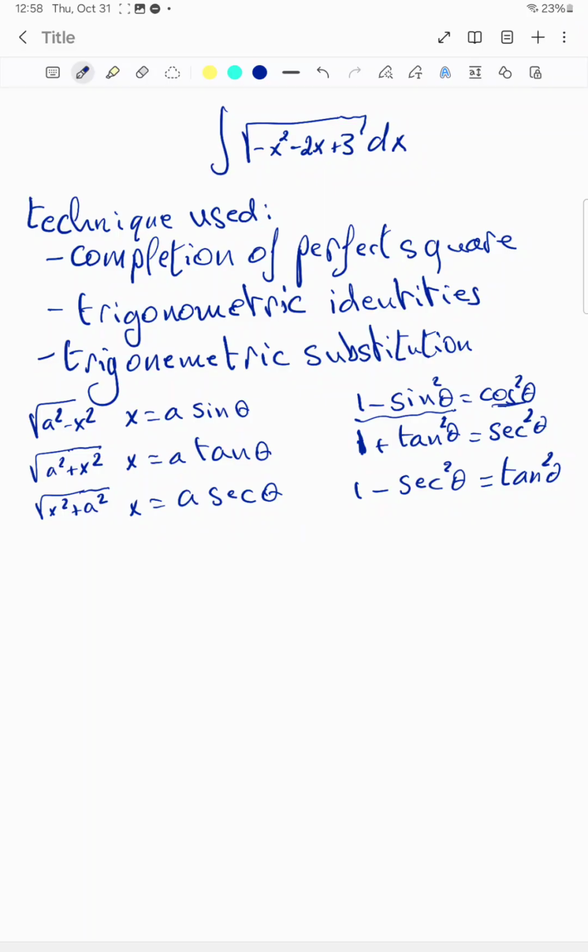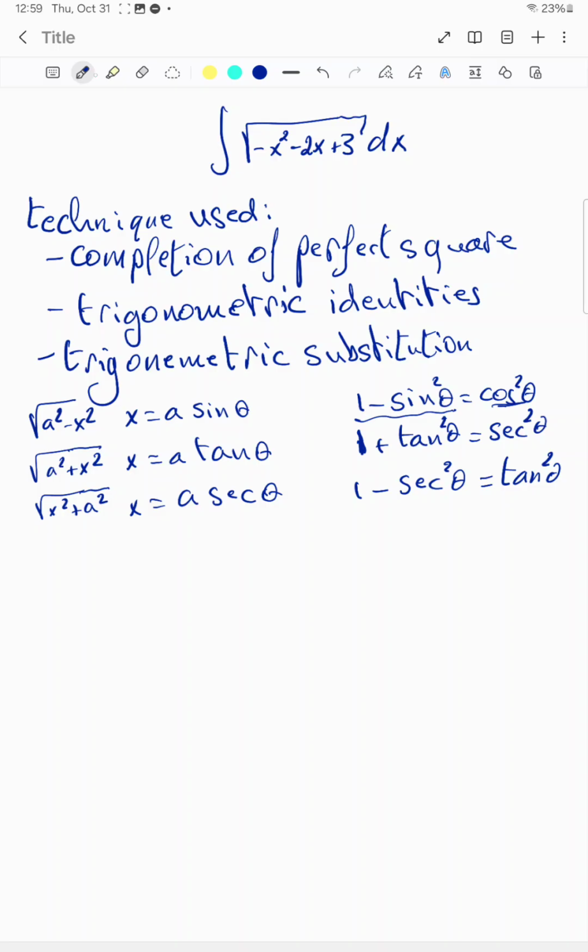In this video, we'll do the integral of minus x squared minus 2x plus 3 dx. And the techniques that I will use are completing a perfect square, the trigonometric identities, and integration by trigonometric substitution. Just as a reminder, when can we use trigonometric substitution?